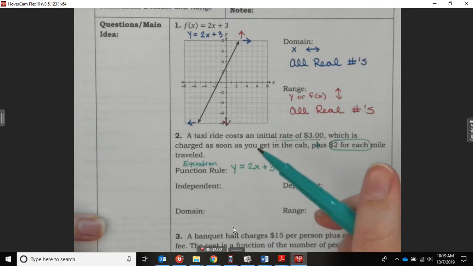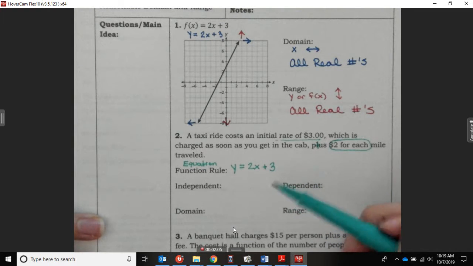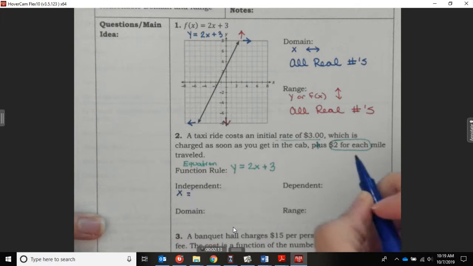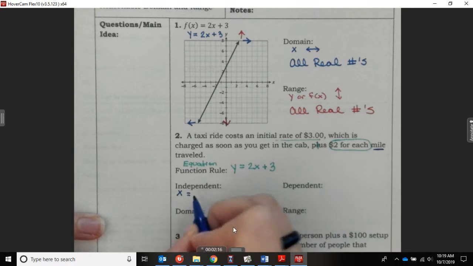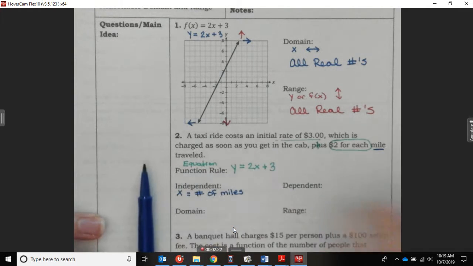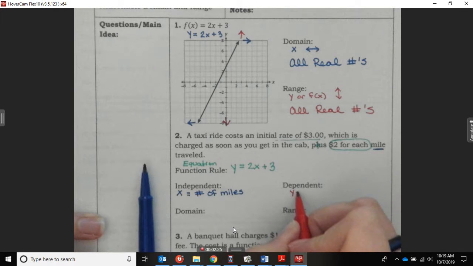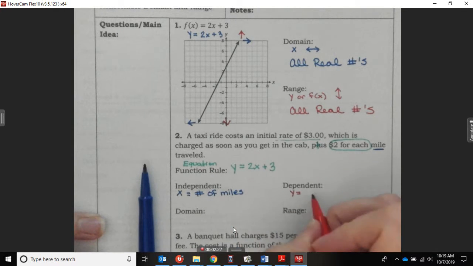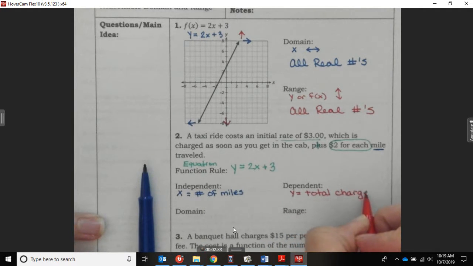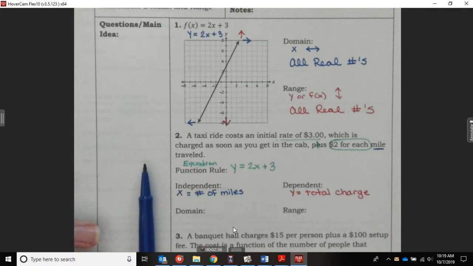And when we're talking about word problems, a situation, we need to decide what is it that we're really talking about. So independent is your x. What does x stand for in this situation? Well, $2 for each mile. So x is the number of miles. And y is your dependent. And here my y is my total charge, or total cost.